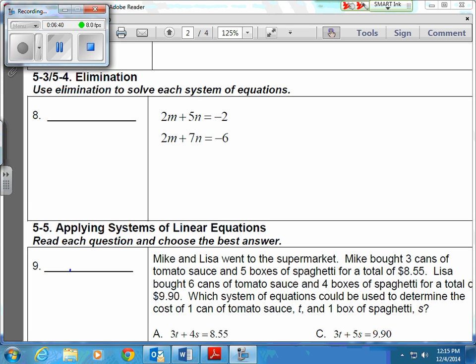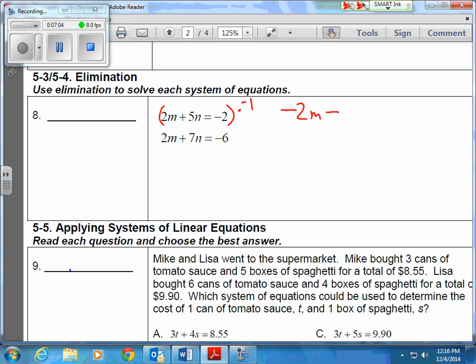Number 8, we're asked to use elimination to solve this system of equations. As it is, neither one of the variables will eliminate, so I need to adjust them. What I'm going to do is multiply the top equation by -1 everywhere, and it becomes -2m minus 5n equals +2. The bottom one is going to stay the same. It's just going to stay 2m plus 7n equals -6.